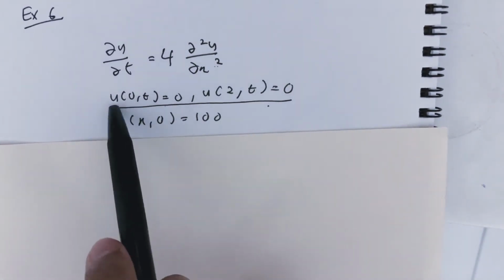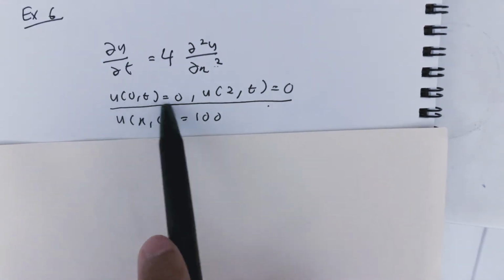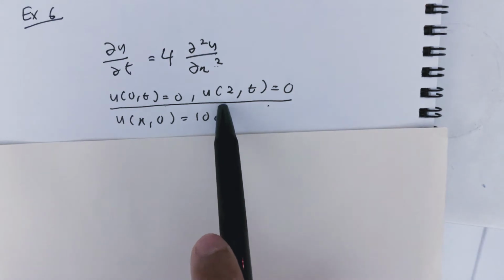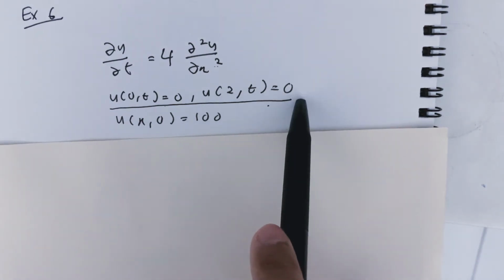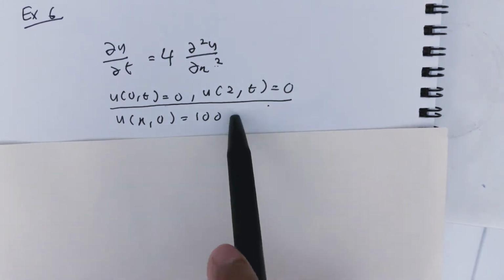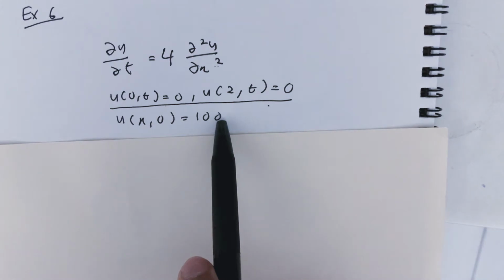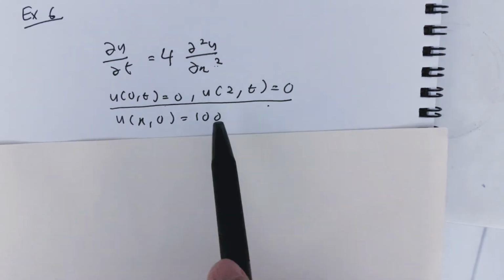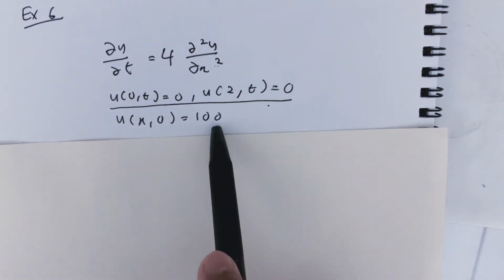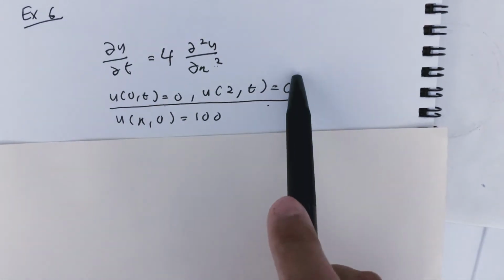The first one is at the starting of the rod: u(0,t) equals 0. The second one is u(2,t) equals 0, and the third one is u at t = 0 equals 100. The function is not normally in terms of x; it can be a constant. In this case, the function is a constant of 100. Let's see how we want to solve this heat equation.